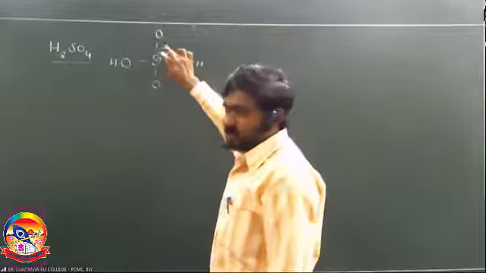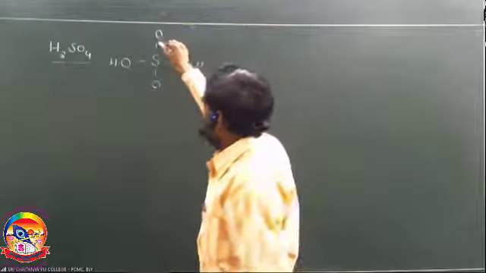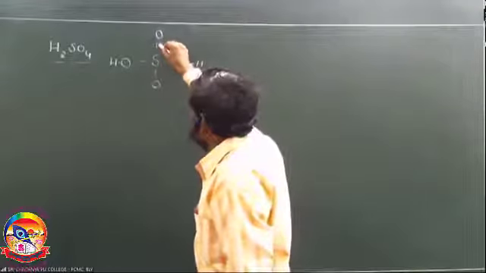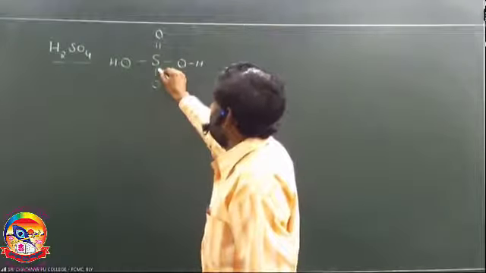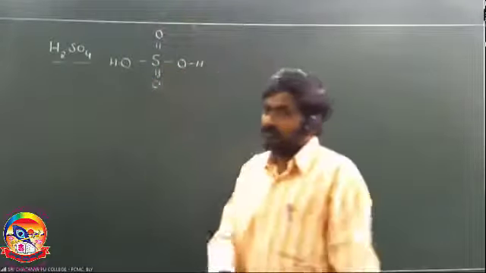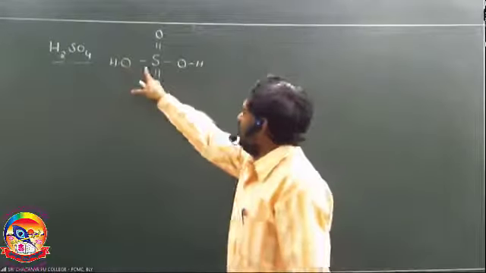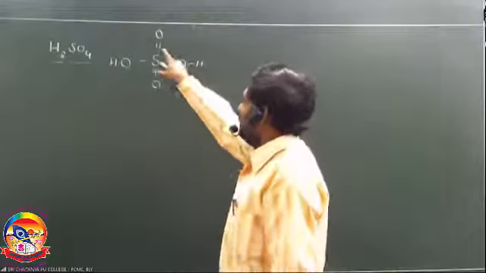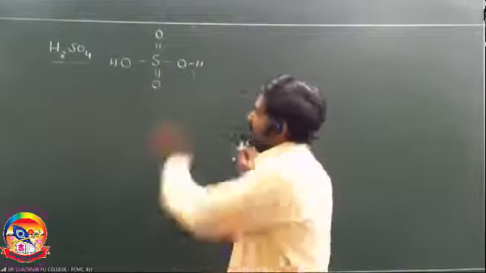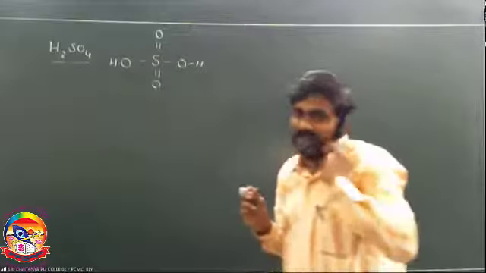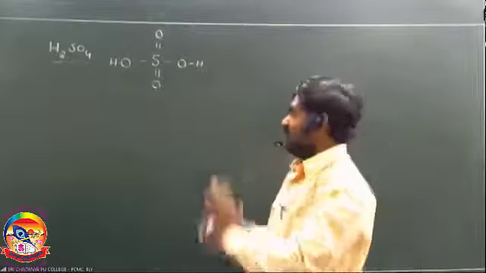Here, we know oxygen is divalent. So to satisfy the divalency, oxygen and sulfur contain a double bond. So it is an OH group, next it is an OH group, and it is S double bond O, S double bond O. This is the structure of sulfuric acid, or the bonding in sulfuric acid.